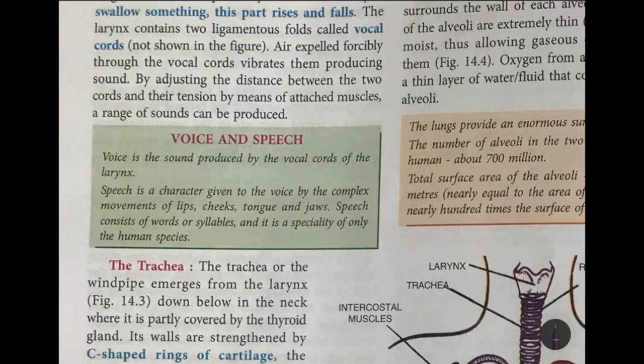The larynx is made up of two ligamentous folds. These folds are known as vocal cords, and when air is forced out through the vocal cords, it vibrates and then sound is produced. When the distance between the two cords is adjusted and the tension is also adjusted by the muscles which are attached to the vocal cords, then a different range of sounds can be produced.